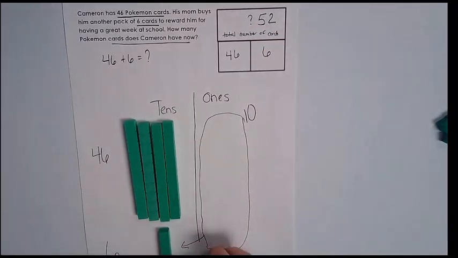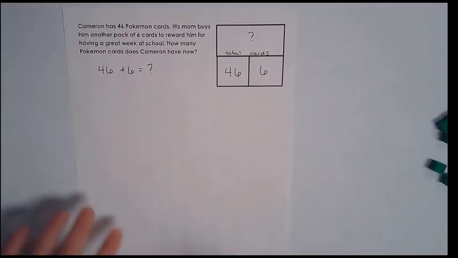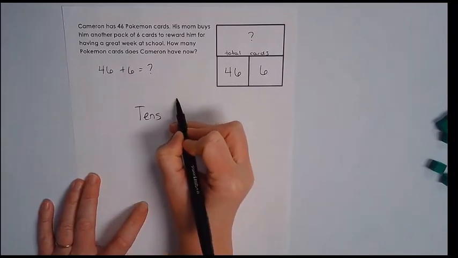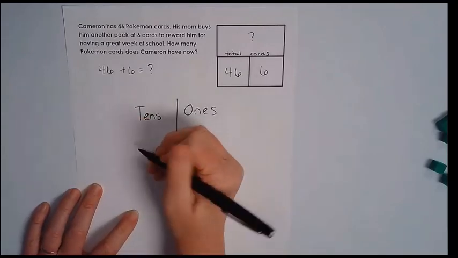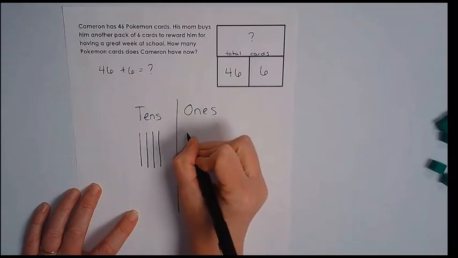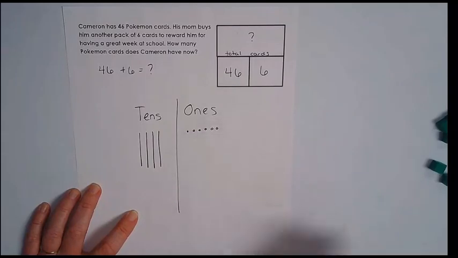Now the next step with this, after students have had enough time with concrete manipulatives in their base 10 blocks, you can have them draw a representation. So it would look very similar. Again, I would have my 10s and my 1s. I would represent 46, 10, 20, 30, 40, and 6 ones. 1, 2, 3, 4, 5, 6.